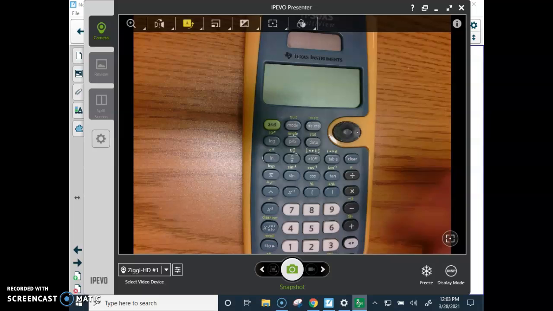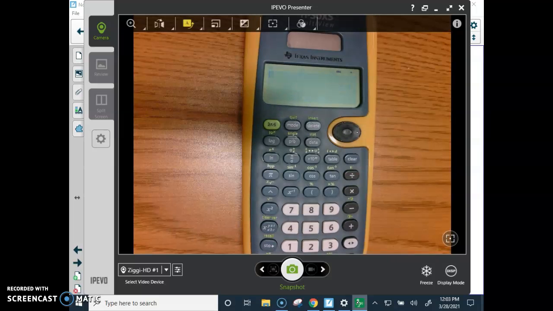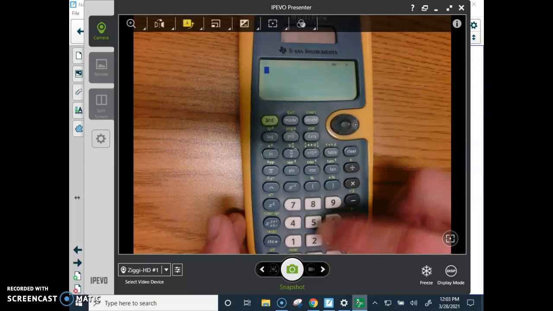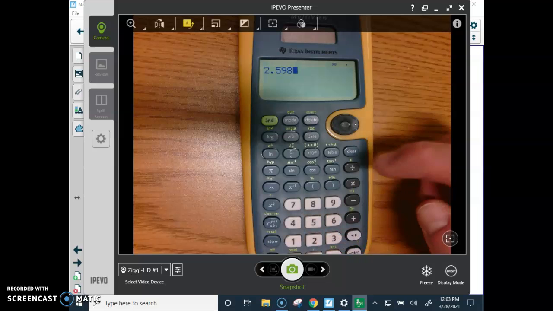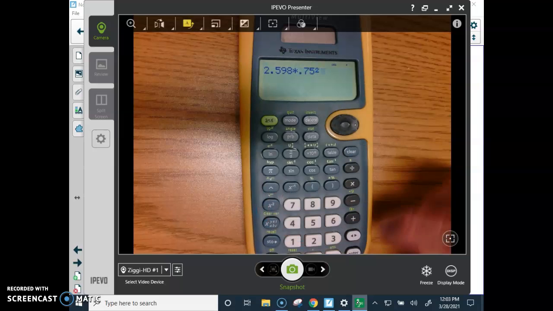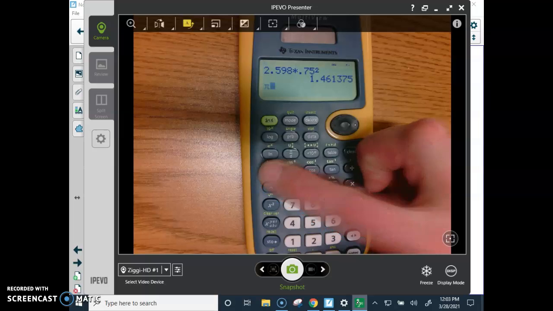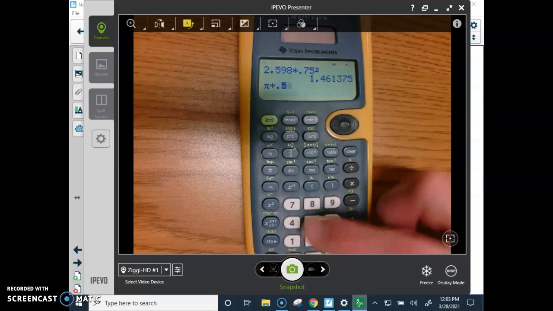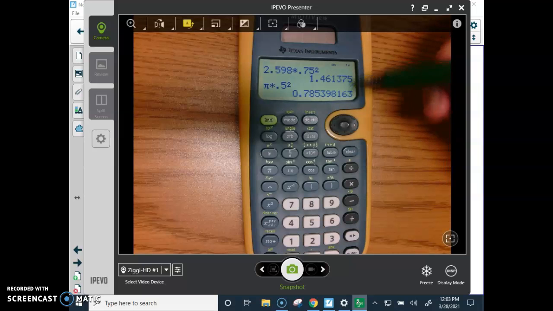So, I'm going to turn it on and clear this out. Make sure you can see it up there. Again, the hexagon was 2.598 times the side, which was 0.75, or 3/4, squared. Hit enter. Now there's what we got on the calculator. Now the circle was pi times 0.5 squared. And so right here you'll see your two values you want to use.